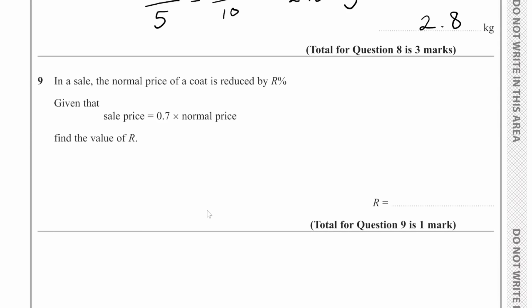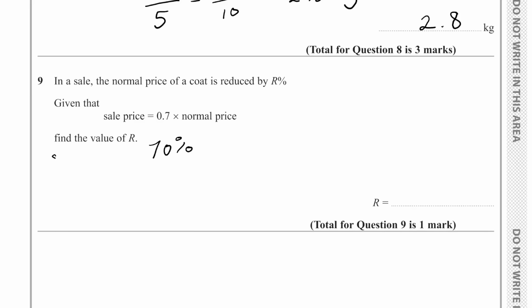Question 9. In a sale, the normal price of a coat is reduced by R%. Given that the sale price is equal to 0.7 times the normal price, find the value of R. So we've multiplied something by 0.7. What is the percentage reduction we've done? So 0.7 is the same as 70%.